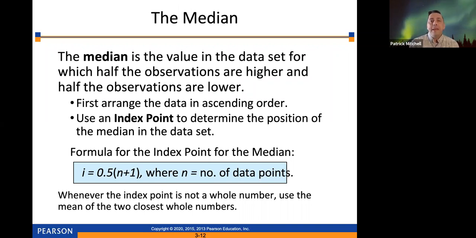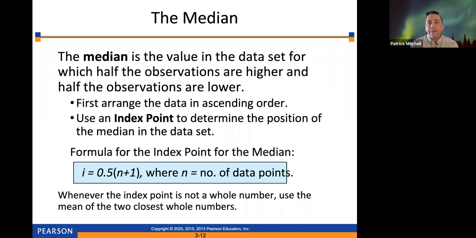The median is the value in the data set for which half the observations are higher and half the observations are lower. So the way that you find the median is to first arrange the data in ascending order and then use an index point to determine the position of the median in the data set.